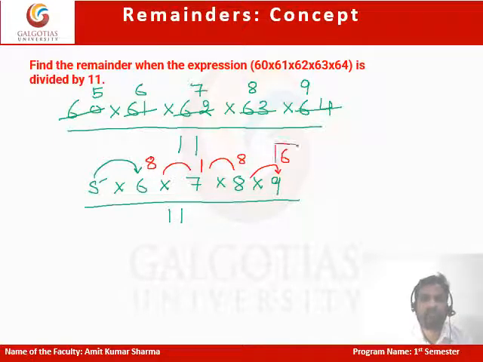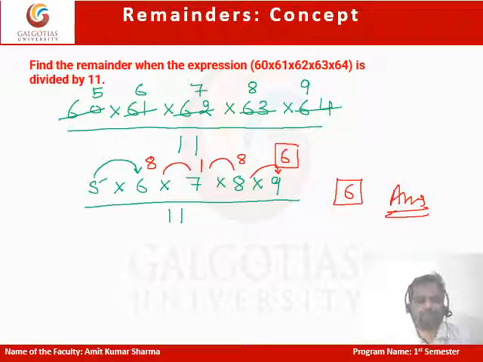What is the final remainder? Final remainder is 6, which is the answer of my question. Right? So what we need? First of all, find out the remainder and then multiply 1 by 1 and just write down the remainder only. Just focus only on the remainder, nothing else. Right?